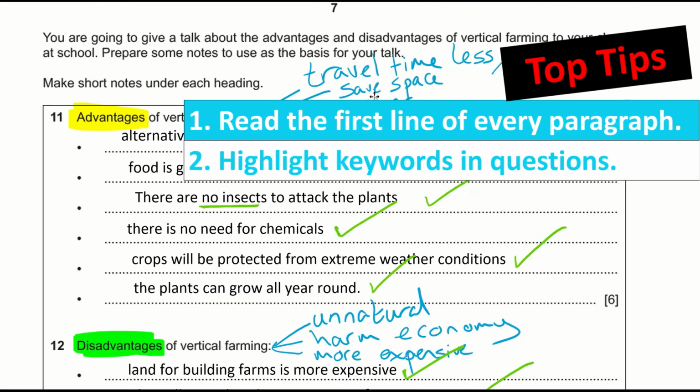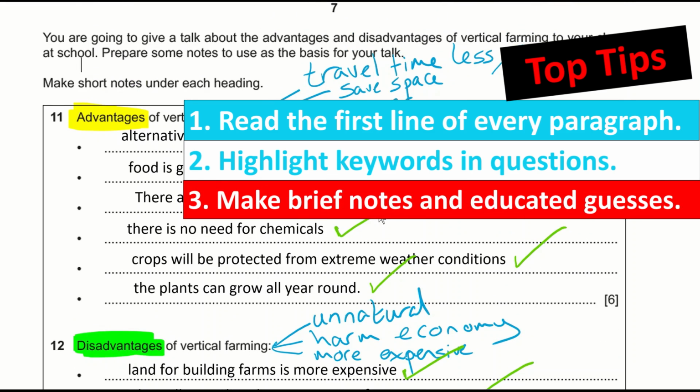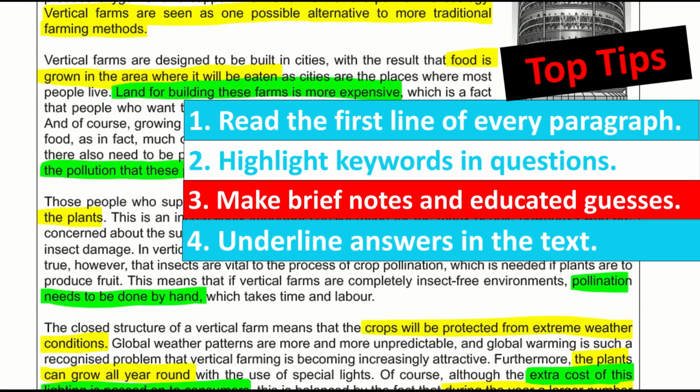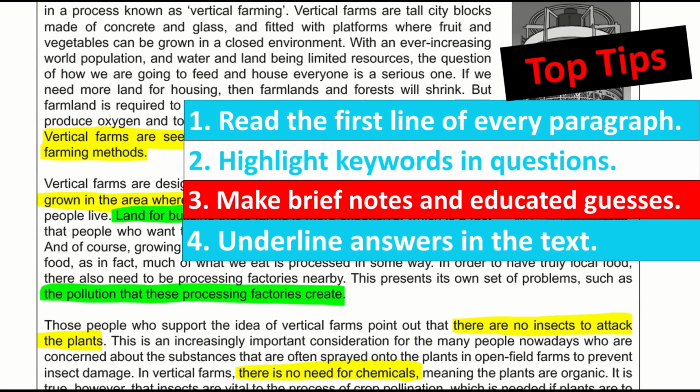The third thing that you do is you just write some notes and make some educated guesses as to what you think the answers may be in preparation before you go into the text. Again, just spend a few minutes doing this, literally 1 or 2 minutes maximum. And then you go into the text and you start looking for the answers. And in this case, it was the advantages and the disadvantages.